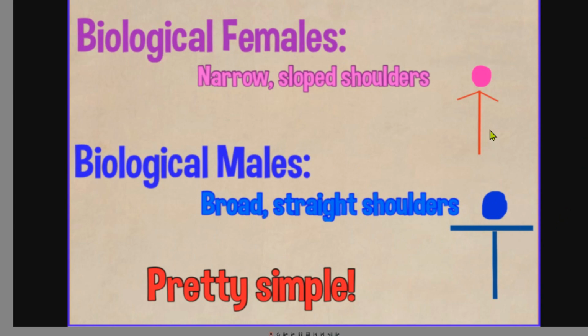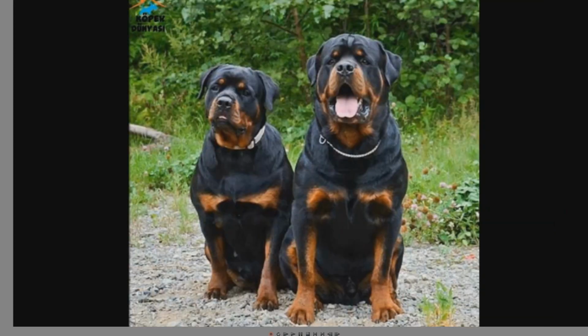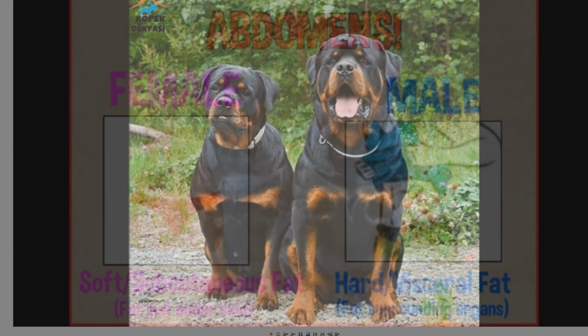Okay, so shoulders, simple version. I love Bevy's pictures. Men's shoulders are straight across, women's slope. Same in the animal kingdom.